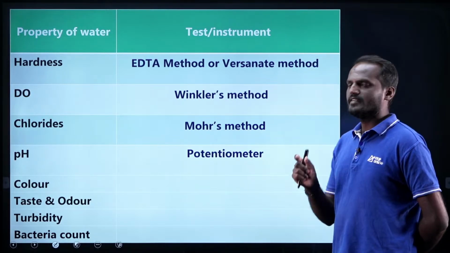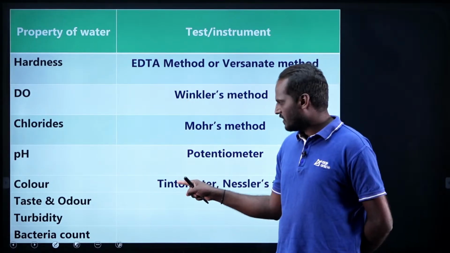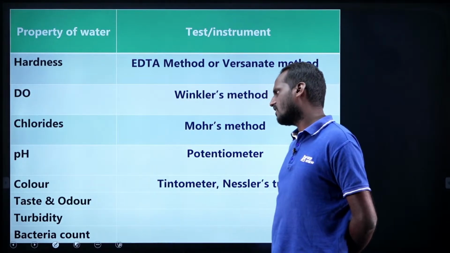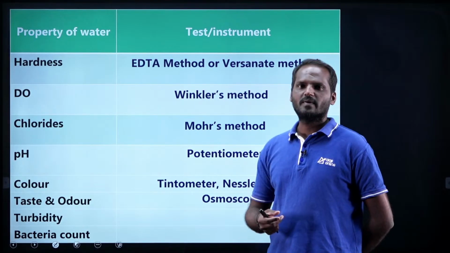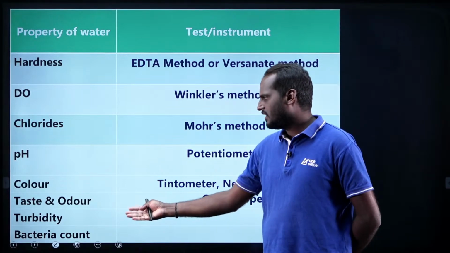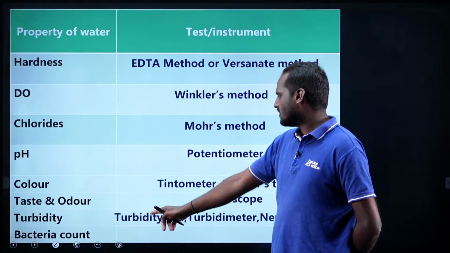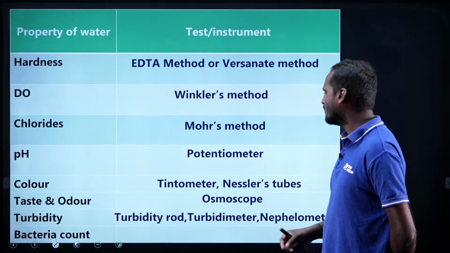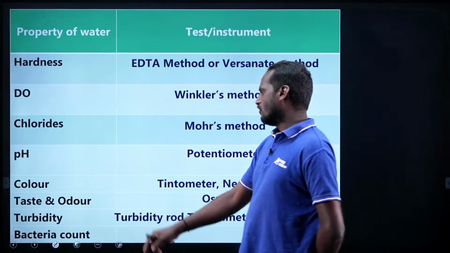Color is measured by tintometer, a device which measures the color, as well as Nessler's tubes. Taste and odor can be measured by a device called osmoscope. Turbidity can be measured by turbidity meter, turbidity rod, as well as nephelometer, right? We studied various turbidity measuring devices which work on light scattering as well as light absorption. Turbidity rod and turbidimeter work on the principle of light absorption, but nephelometer works on the principle of light scattering, right?